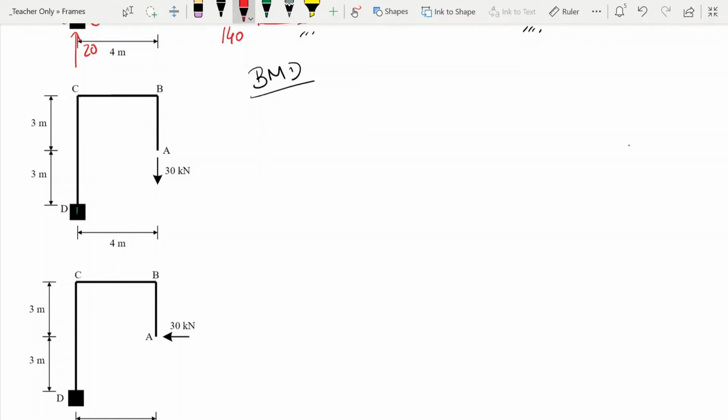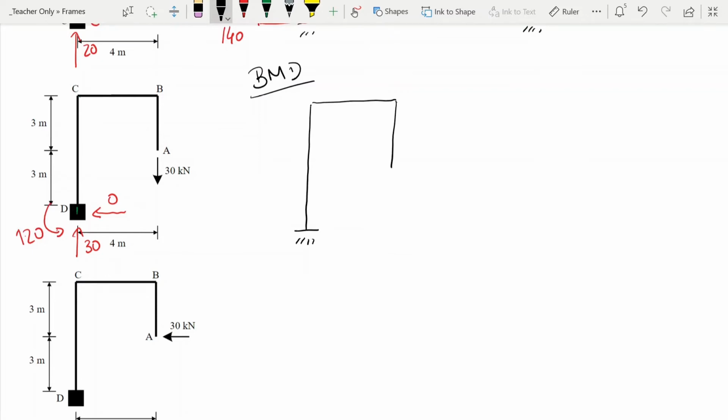So let's say, for example, the reactions. We know here the horizontal is 0, the vertical is 30, and then in terms of moment, we have a clockwise of 30 times 4, so we know this moment here is 120. So now, when we go to the bending moment diagram, we can start thinking about this all together.